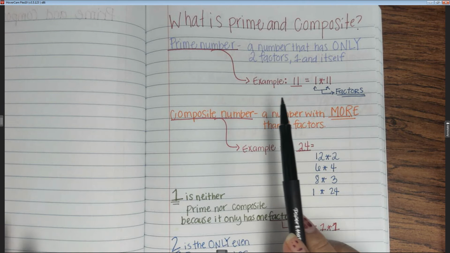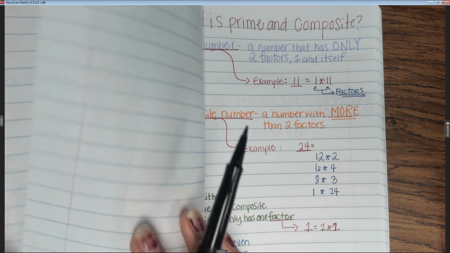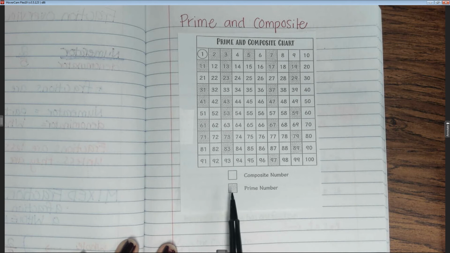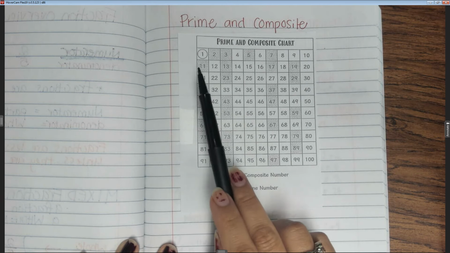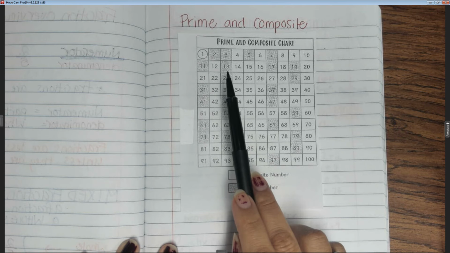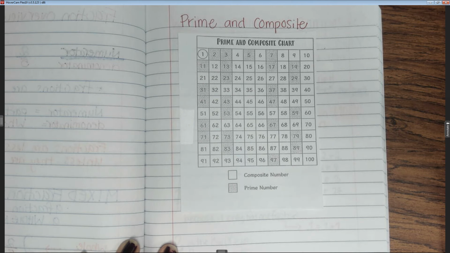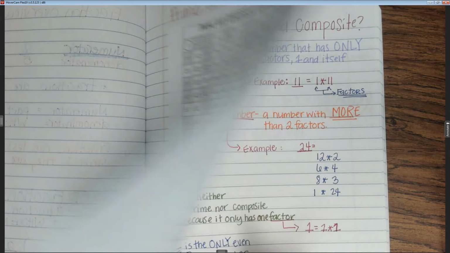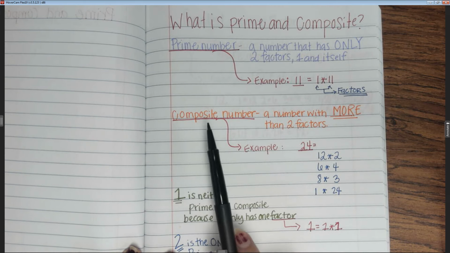So other examples of prime numbers, if I look back at my chart, prime numbers are kind of like the shaded numbers. So there's 11. 13 is another number. So that means that the only factors that I can multiply together to get a product of 13 is 1 times 13. That's it. You can't multiply anything else. This is going to come in handy when we really start digging into fractions. The next one we have are composite numbers.